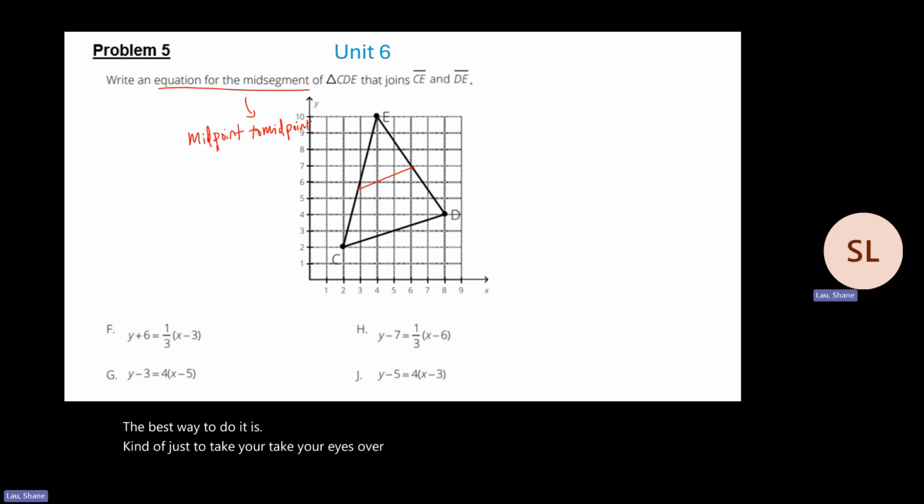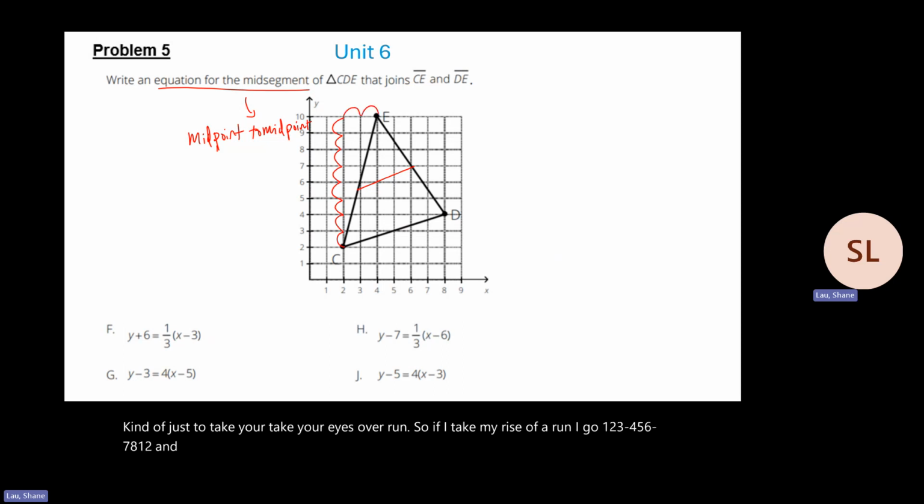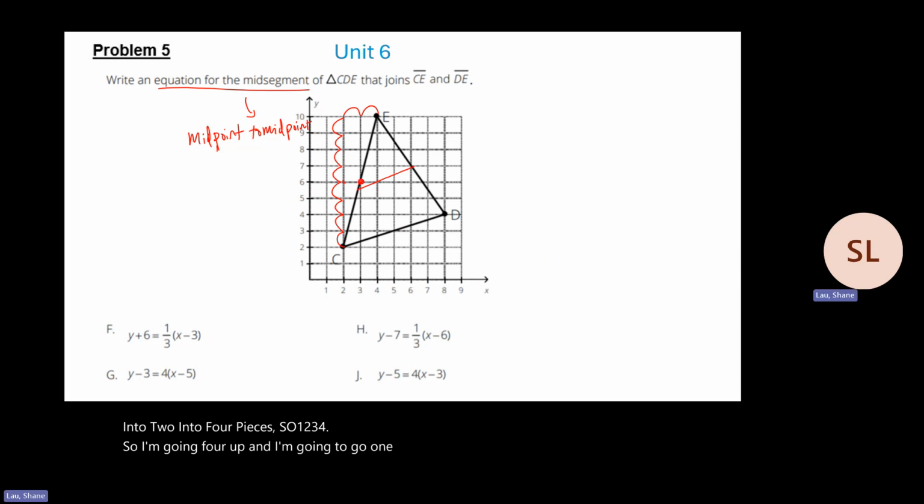So if I take my rise over run, I go 1, 2, 3, 4, 5, 6, 7, 8, 1, 2, and I split that in half essentially. Well, 8 divides into 4 pieces. So 1, 2, 3, 4. So I'm going 4 up, and I'm going to go 1 over. So this is my midpoint, which I wasn't too far off.